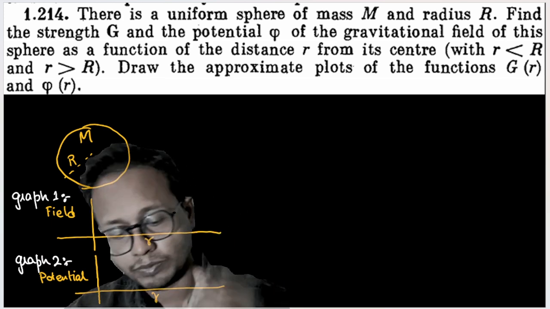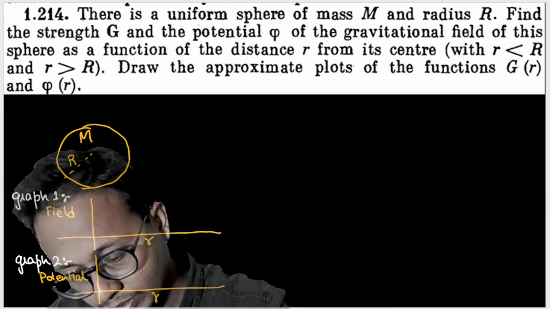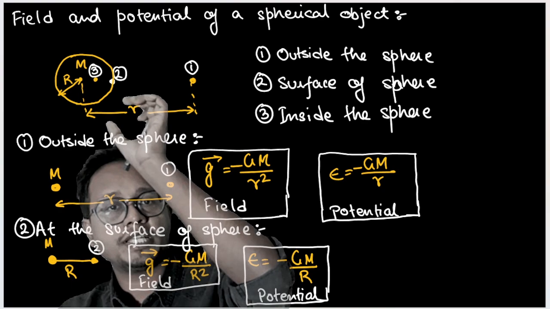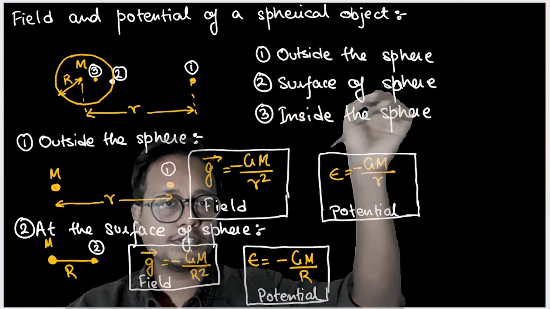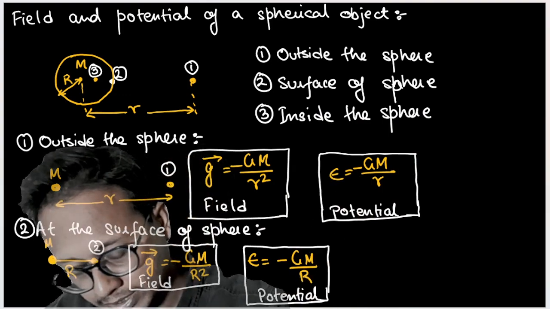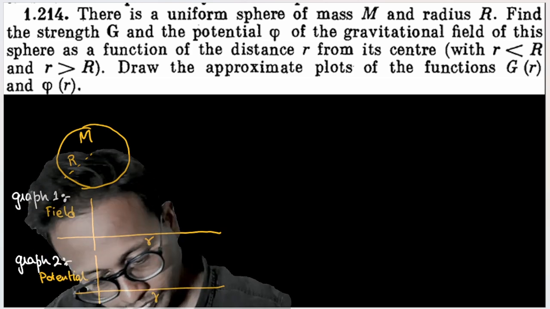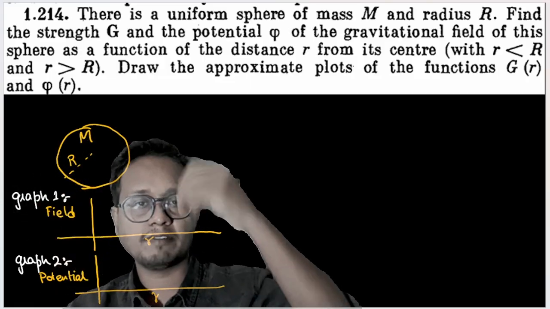I have already done this question, but in a little bit different manner. See out here, for a spherical ball of mass m, or a spherical planet of mass m, there are three cases: outside the sphere, on the surface of the sphere, inside the sphere. This is the thing that I must refer to again and again out here. Now let's divide this graph into three categories.